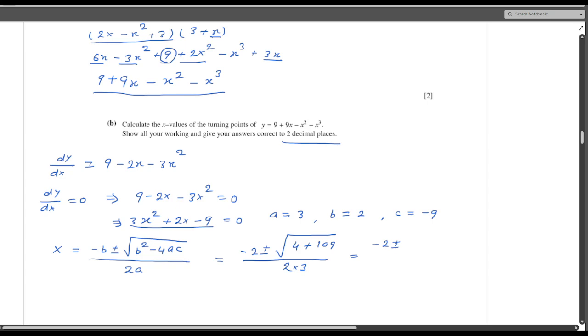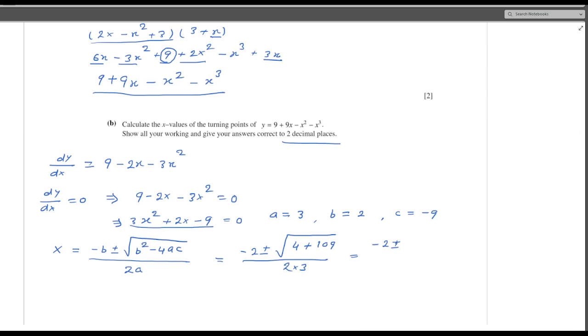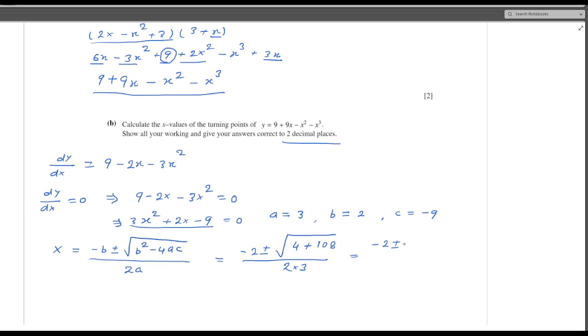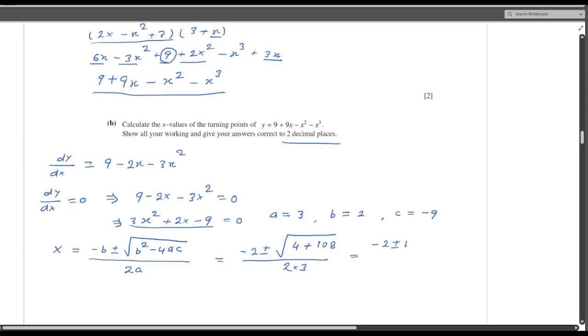So this is minus 2 plus or minus the square root of, let me check again, 4 times a, which is 3, times c, which is 9, is 108, so it is not 109, it is 108. 108 plus 4 is 112, and the square root of 112 is 4 root 7, so minus 2 plus 4 root 7, divided by 6.